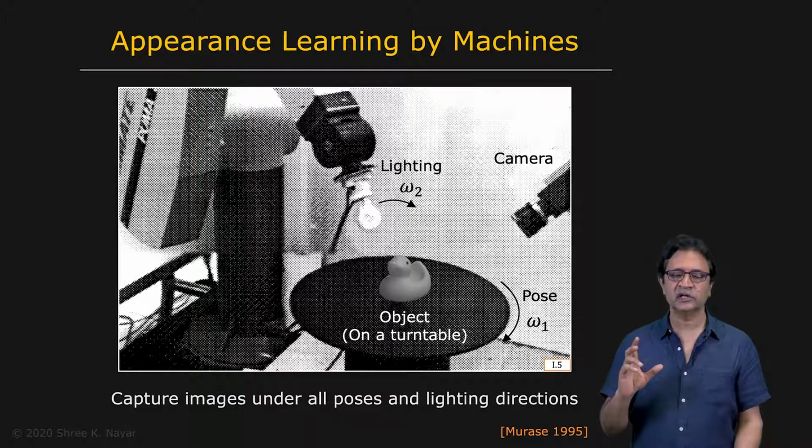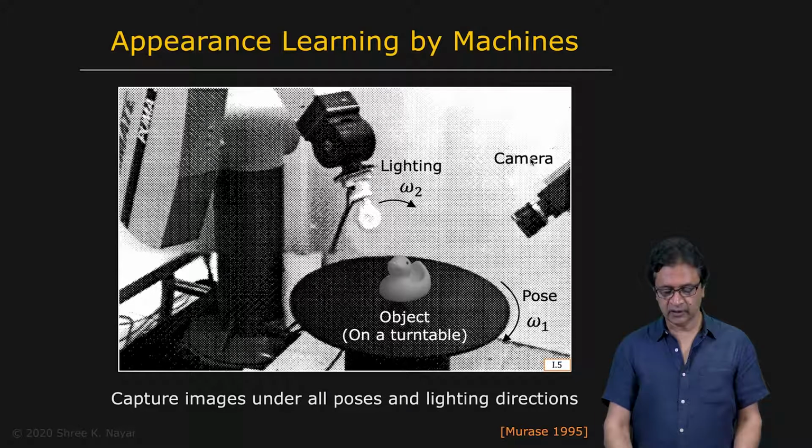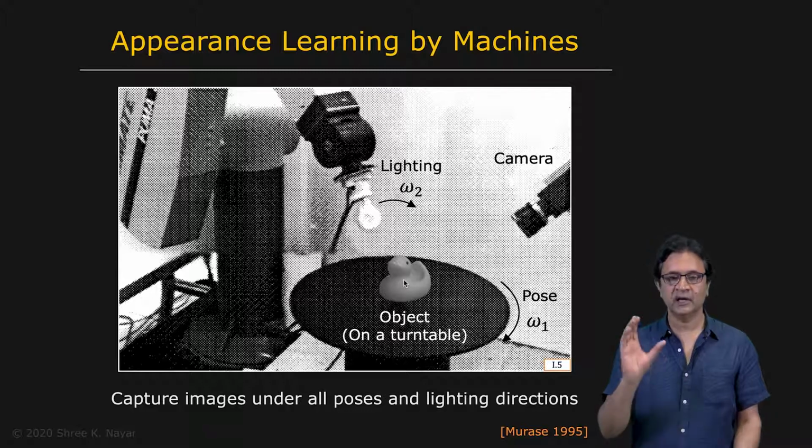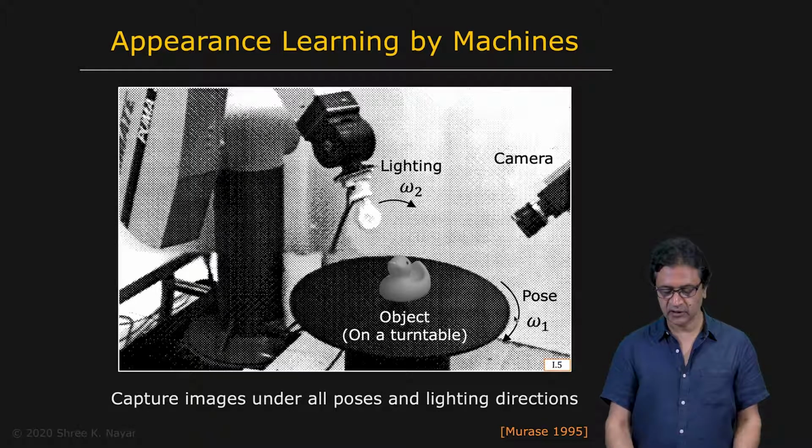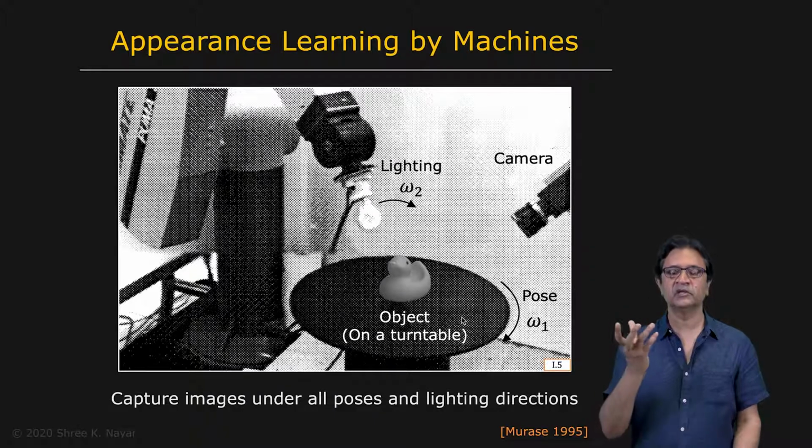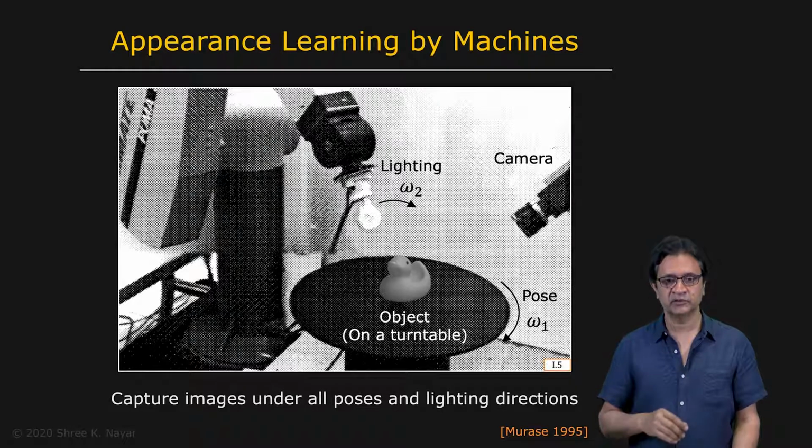And so then we say that there is one pose parameter that is of interest to us, which is the rotation of the object in the stable configuration. So let's say that that parameter is omega-1. So we can place it on a turntable and simply spin it around and capture a set of images.